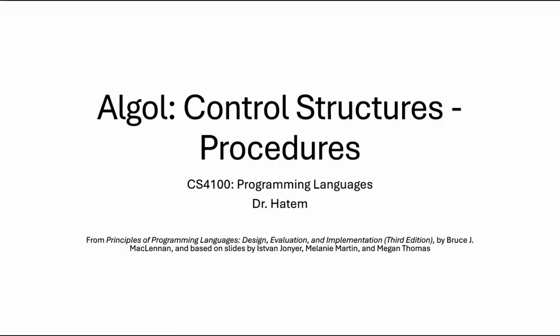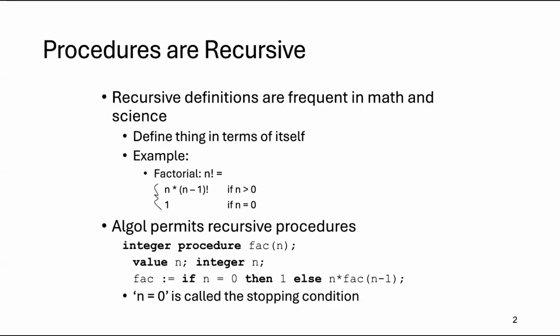Hello, everyone. In this video, we will continue our discussion about control structures, and specifically we'll talk about procedures and how they are defined in Algol. Algol defined procedures similar to Fortran, but they added a very important part to it, which is recursion. Recursion was not allowed in Fortran. You cannot have recursive procedures in Fortran. But recursion is very important because a lot of operations in mathematics actually include recursion. So we need to have it.